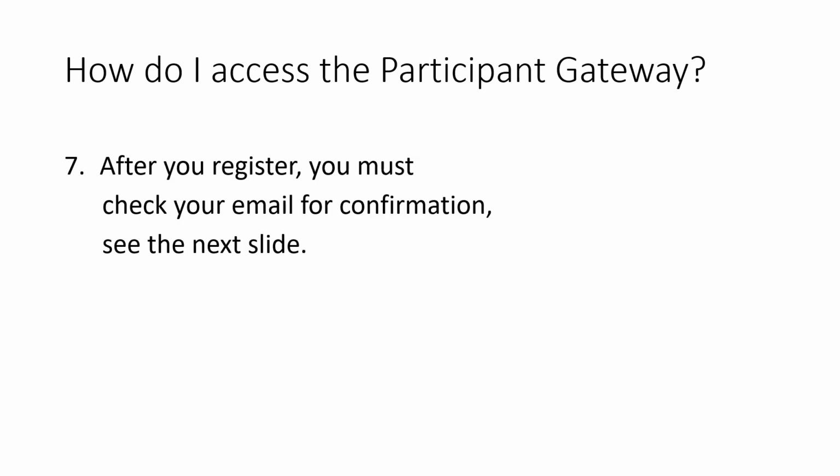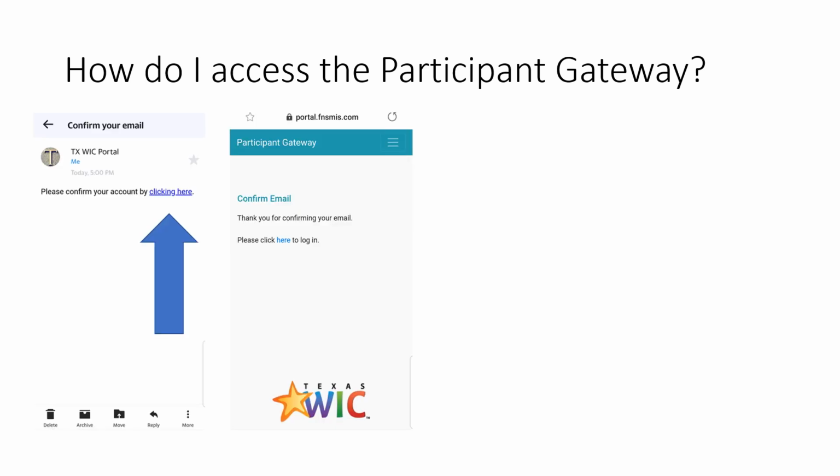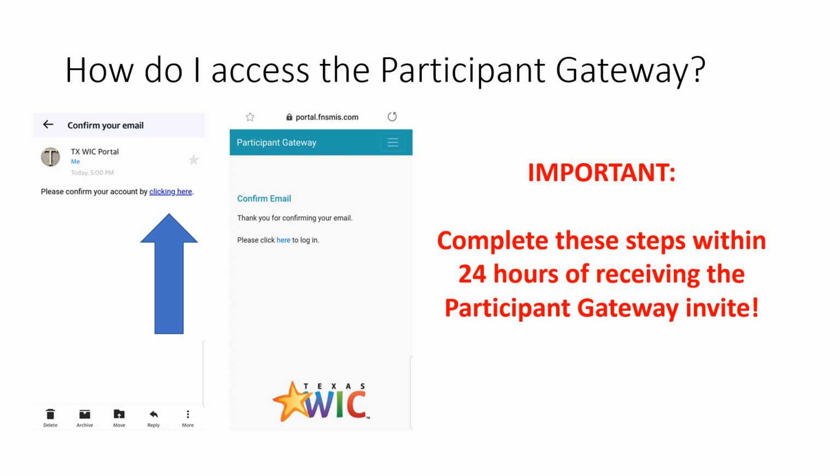After you register, you must check your email for confirmation. See the next slide. Confirm your email by clicking here. It's important to note that you need to complete these steps within 24 hours of receiving the Participant Gateway invite. Otherwise, the link will expire and you will need to contact WIC to resend an invitation.